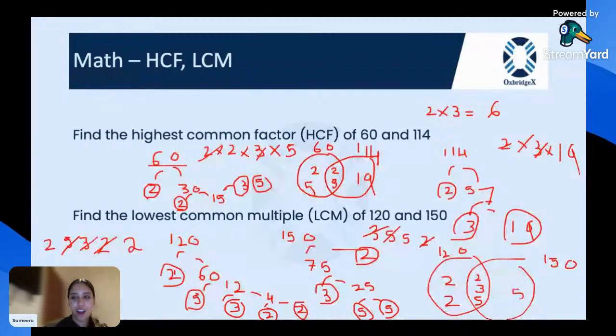Now, lowest common multiple. I always find this quite funny because the lowest common multiple is actually a higher number than the highest common factor. The lowest common multiple is everything in the Venn diagram times together. So what that means is 2 times 2 times 2 times 3 times 5 times 5. Everything in the Venn diagram times together, which is 2 times 2 is 4, times by 2 is 8, times by 3 is 24, 24 times by 5 is 120, and then 120 times by 5 is 600.